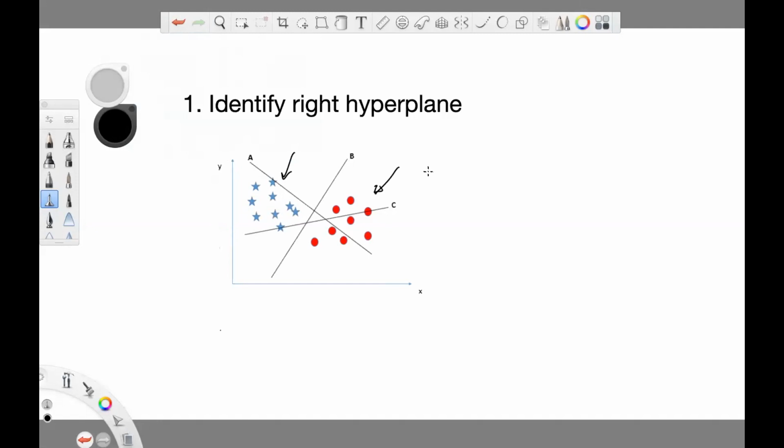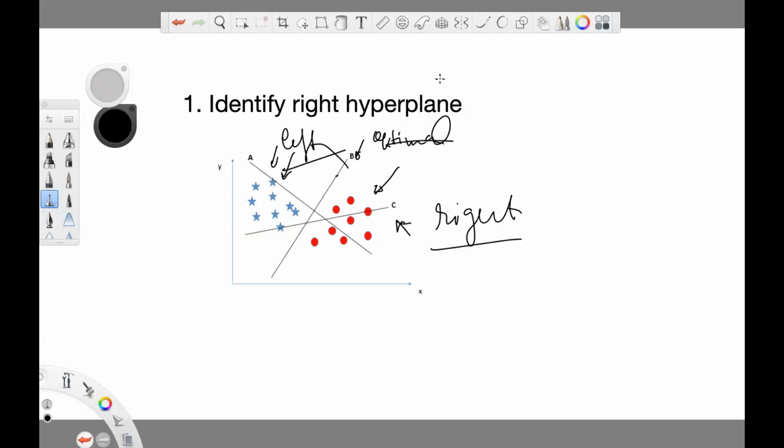All right. So this is the scenario where we have three hyperplanes here. Let's say one is the optimal hyperplane that we saw there, and one will be the left hyperplane here, and one will be the right hyperplane here. Let's say we have drawn three hyperplanes, and each will have its different way of classifying these two different classes.